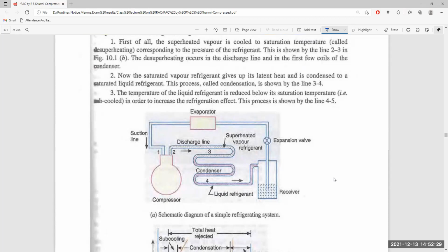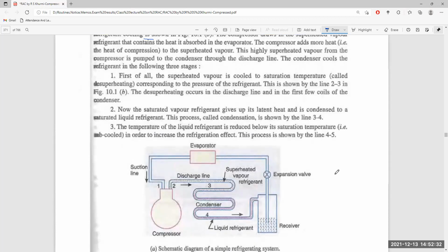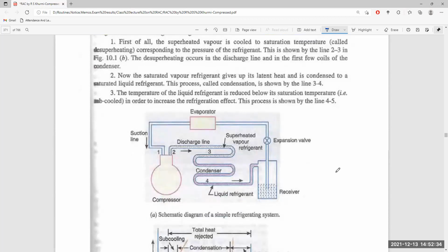Now, how is it then cooled in the condenser? First of all, this superheated vapor is cooled to the saturation temperature, called desuperheating or desuperheated. First of all, from superheated, you have to bring the vapor to saturated vapor, at the saturation temperature corresponding to the pressure of the refrigerant. It is given by the line 2, 3.